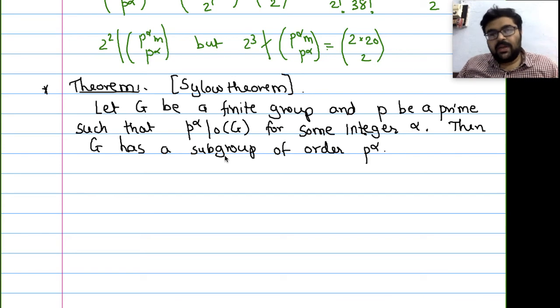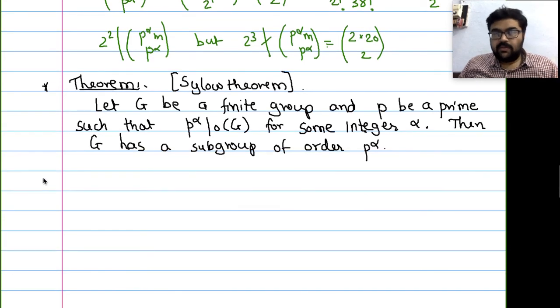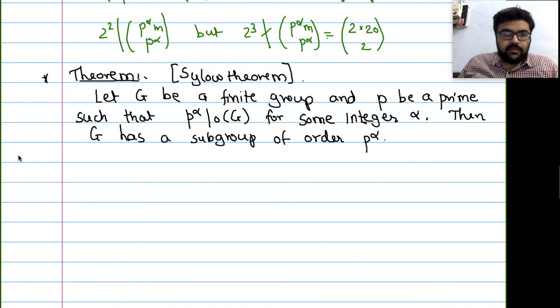Alpha plus 1 may also divide, but whatever alpha divides, there will be a subgroup of order p power alpha, right? Whatever the power divides. So 2 raised to 1 divides, it has a subgroup of order 2. 2 square divides, we are not saying that 2 cube may not divide. 2 cube may also divide. Then it has subgroup of order 2 square. If 2 cube divides, it has subgroup of order 2 cube and so on. Okay, whatever the powers divide.